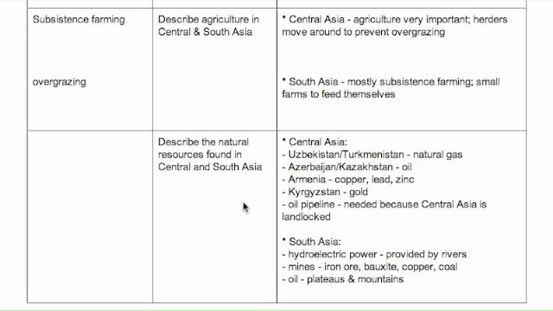Let's look at oil and minerals. Central Asia first here has many resources, including minerals, oil, and natural gas. These natural resources are not evenly distributed. And as you can guess, those with natural resources are better off than the ones who do not. Uzbekistan and Turkmenistan produce the most natural gas. Azerbaijan and Kazakhstan produce the most oil. Several countries in Central Asia are rich in oil.